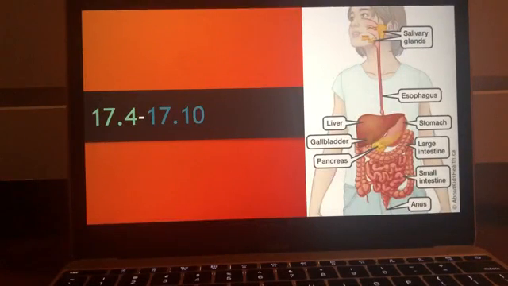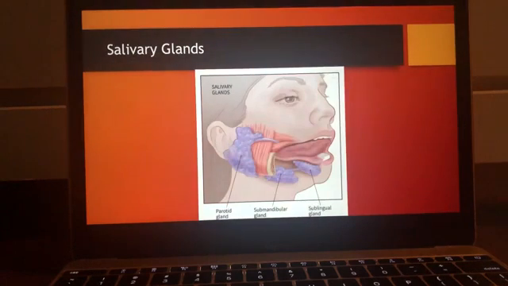In this video, I will be locating the organs and glands and describing the general function. First, I'm going to start with the salivary glands. The salivary glands secrete saliva. It's the fluid that moistens food particles, helps bind them, and begins the chemical digestion of carbohydrates.